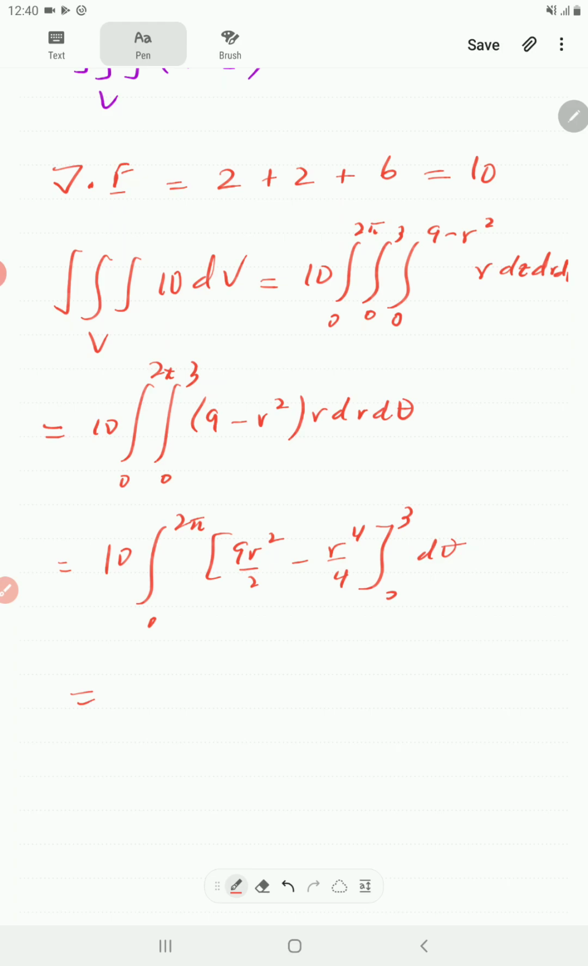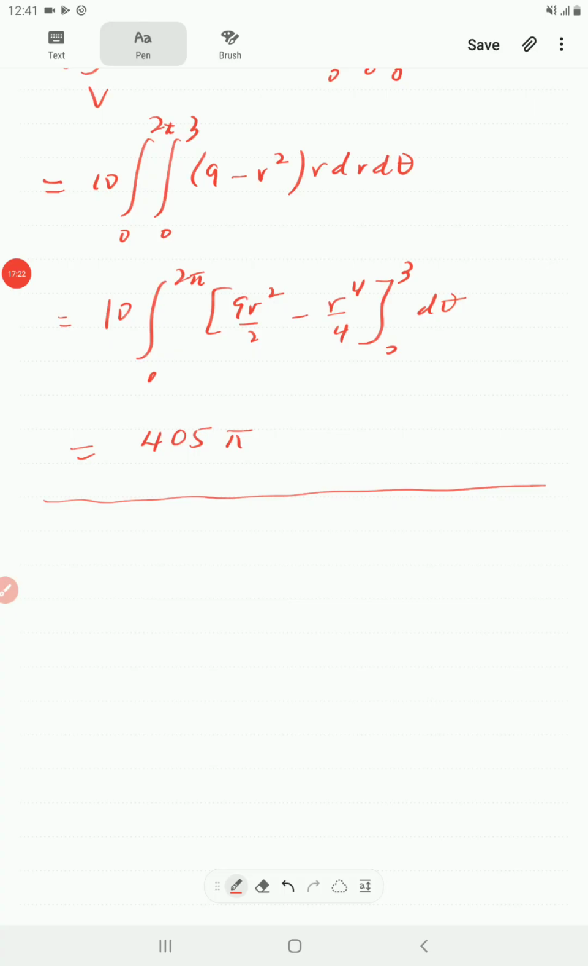So if we plug these in and then multiply by 2 pi, this is going to give us 405 pi. So that's the one side of the divergence theorem. For the other side, we've already mentioned that we're going to have two surfaces here. We're going to call this one S1, which is the paraboloid, and this one we're going to call S2, which is the circular disc.